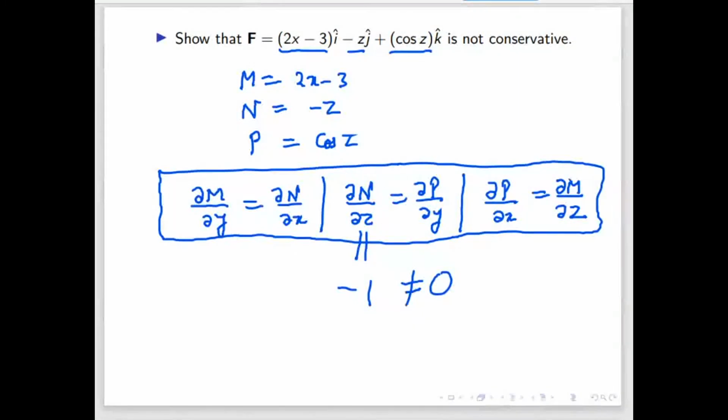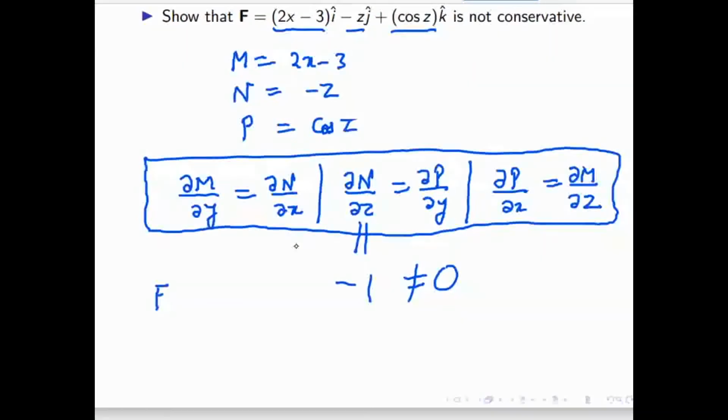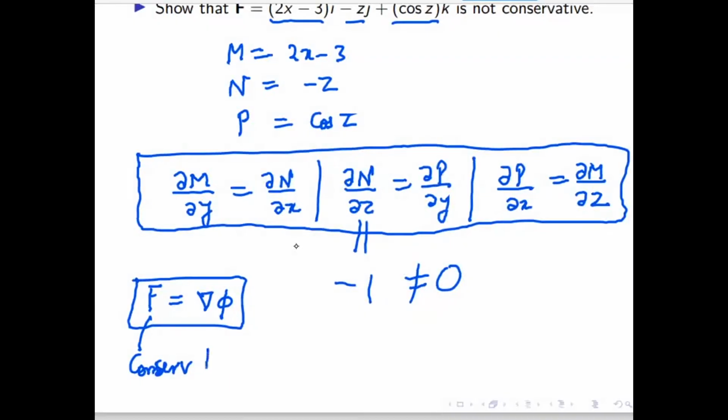Conservative field means the integral doesn't depend on the path, or F equals grad phi for some phi. If this holds, then it is called a conservative field, and phi is called the potential function.